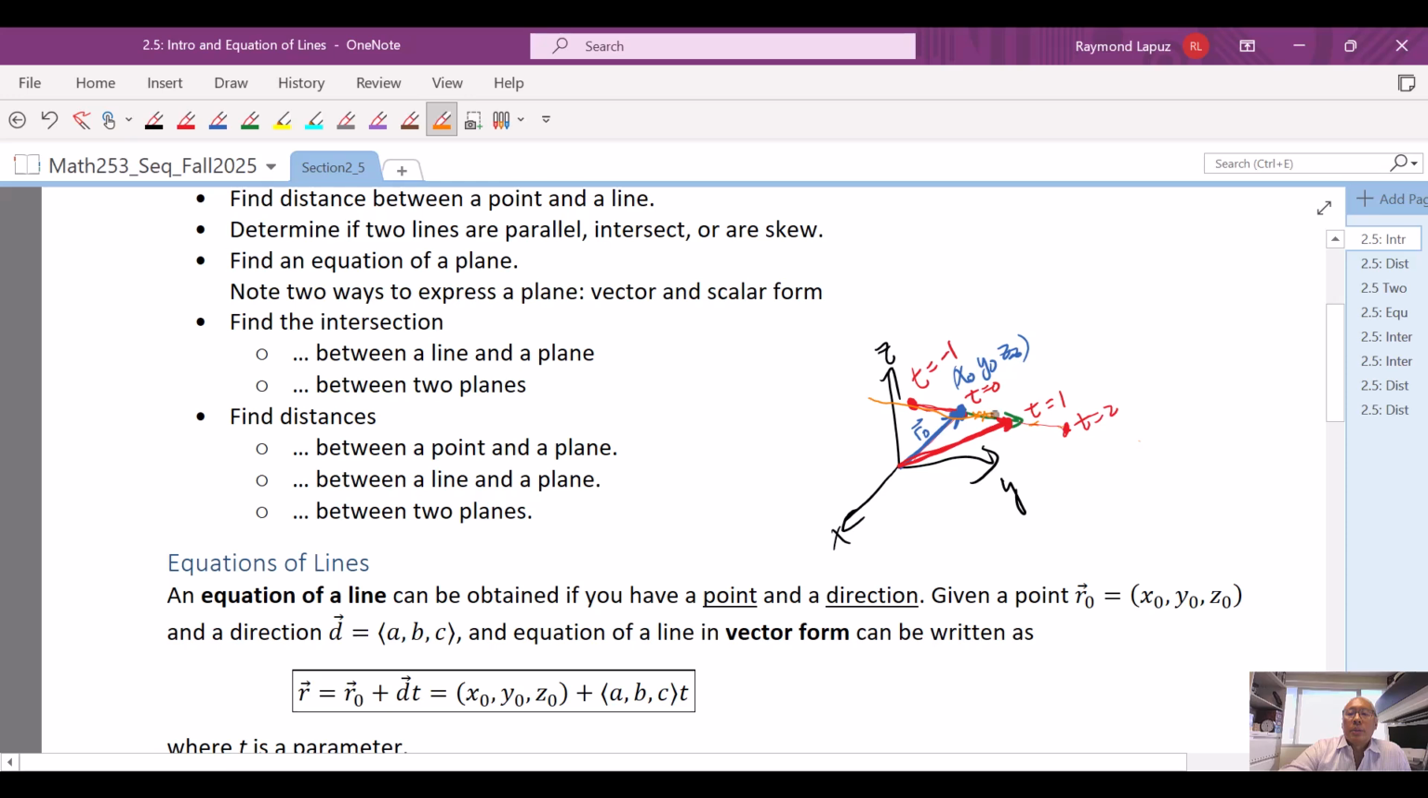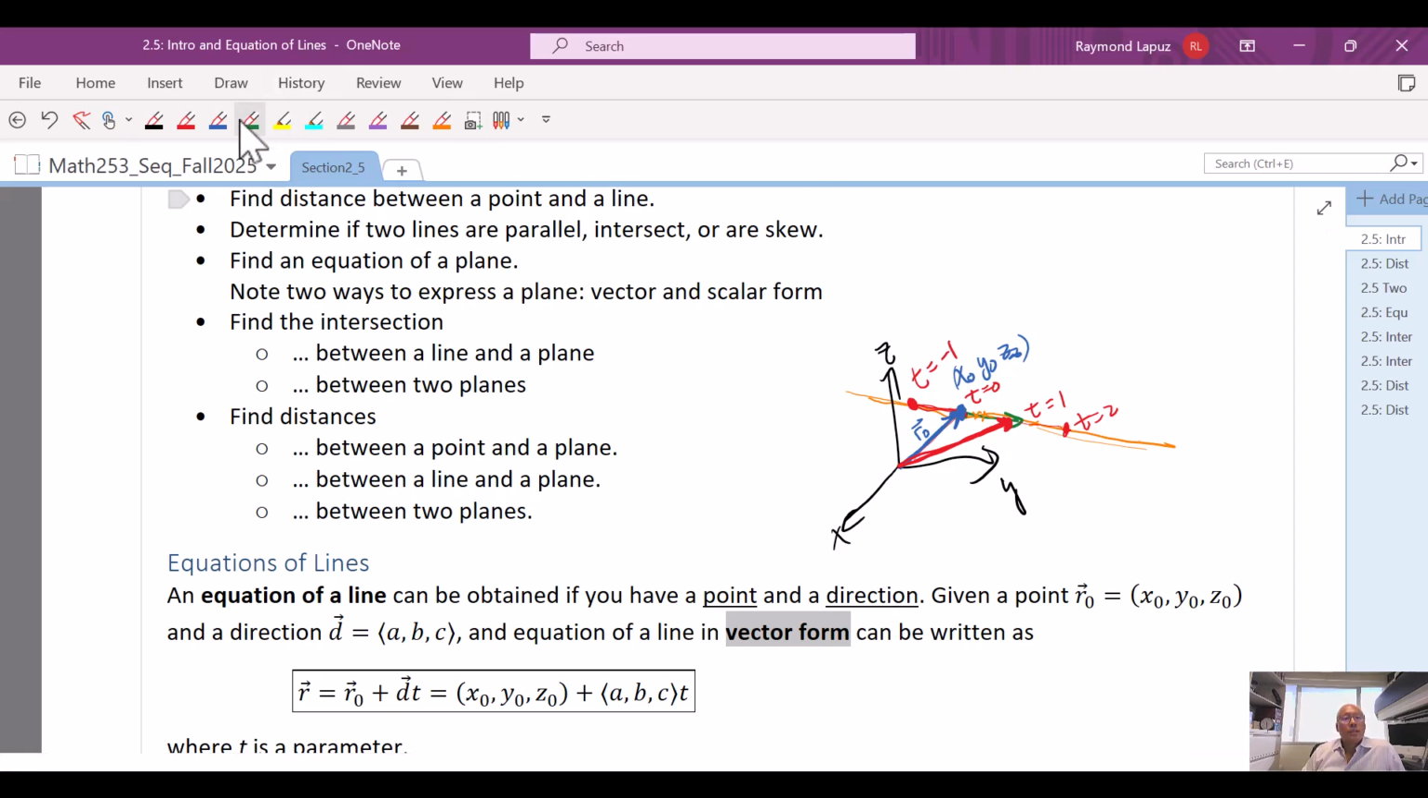So essentially, you will have a line in 3 dimensions that would be passing through the point x naught, y naught, z naught, and in a particular direction of d, whatever that is. All right, so that is the way to express your line in vector form.